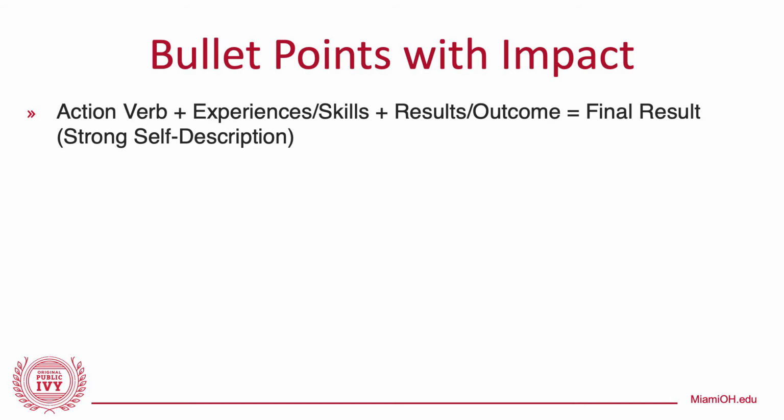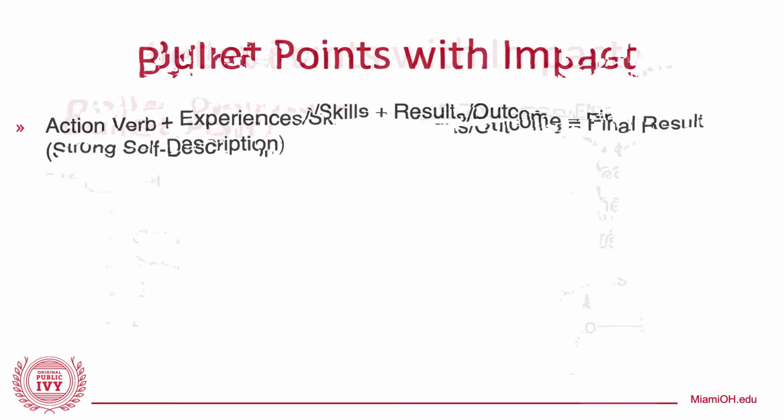With both resumes and CVs, the bullet points should have the most impact on the reader. To do this, it is recommended to follow the formula of action verb plus skill plus result. So start each bullet point with an action verb like create, lead, or developed, then explain the task or skill, followed by the end result of the situation.